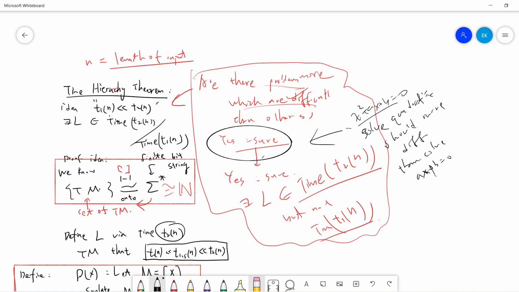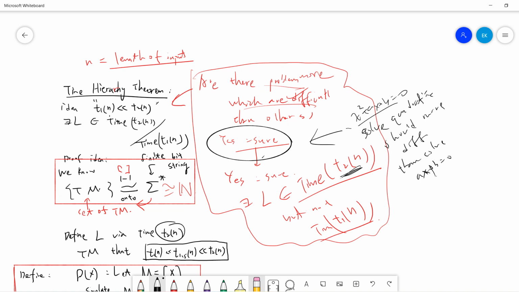So I think people believe that there are some problems which are definitely more difficult than others. It means that if you solve them by computer, there should be some problems which you can only solve by using much more time. So the answer should be yes, and there should be some language L which you need T2(n) time to solve, but you cannot solve it in T1(n) time.